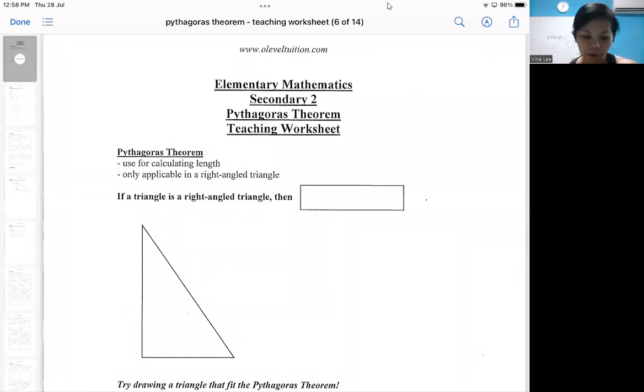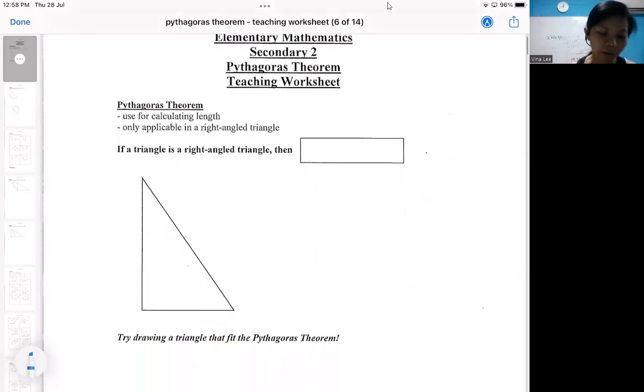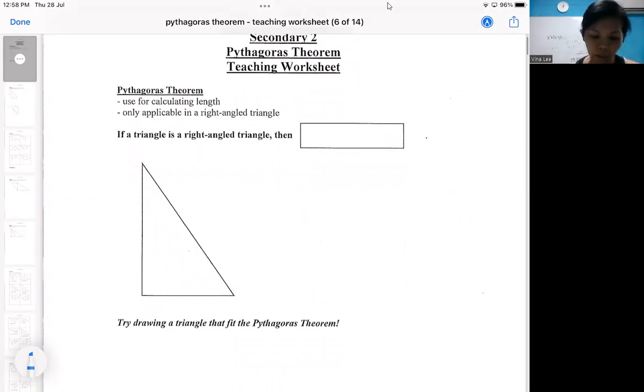This is the introduction for Pythagoras theorem. The purpose of the Pythagoras theorem is for you to calculate length, but this is only applicable in a right angle triangle. So do take note, it's only applicable in a right angle triangle. In a right angle triangle, we've got three sides, so the formula will involve the three sides and it will help you to calculate any of the missing length.